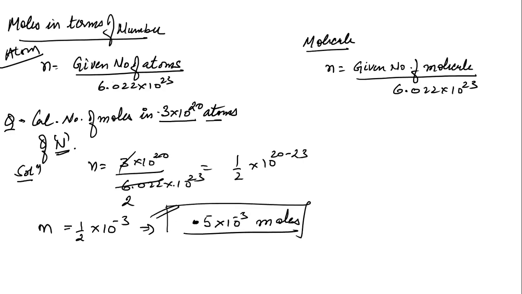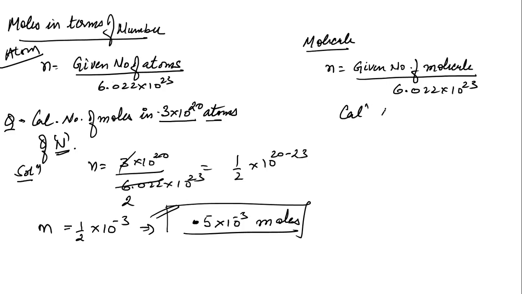Is that part clear? For atoms, you just need to divide by the constant, the Avogadro number.